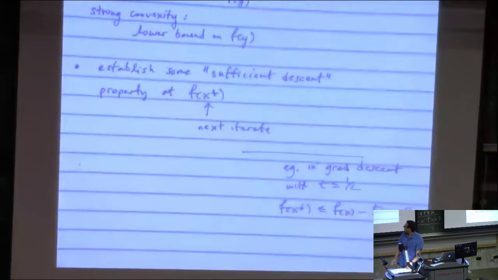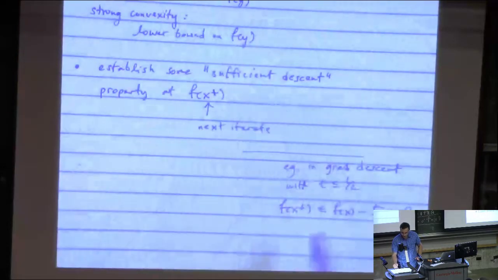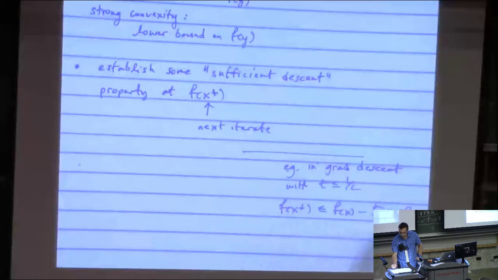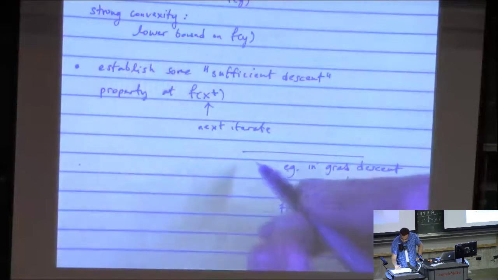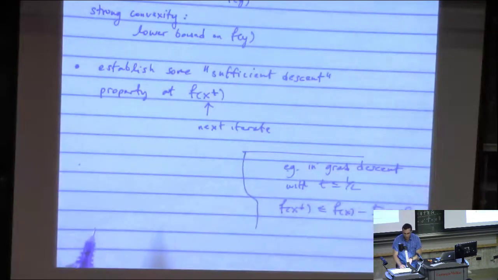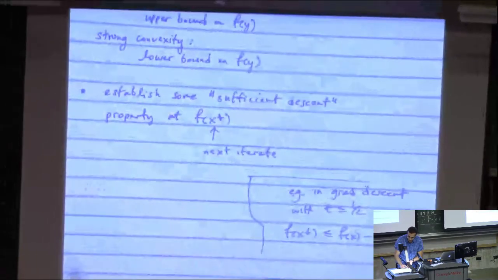Okay, so that's an example of using the Lipschitz gradient upper bound to get some kind of sufficient descent. After one iteration, the criterion goes down by at least this amount. With strong convexity, by the way, you might ask why the lower bound is helpful. It seems like an upper bound on the criterion would be helpful for this property.